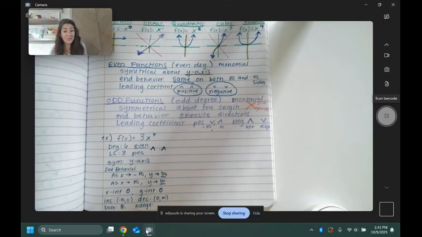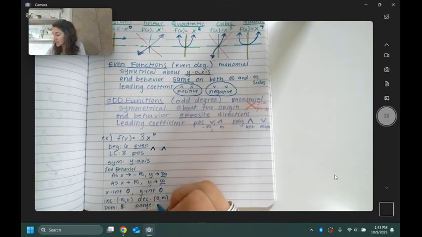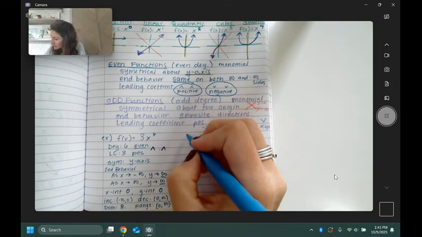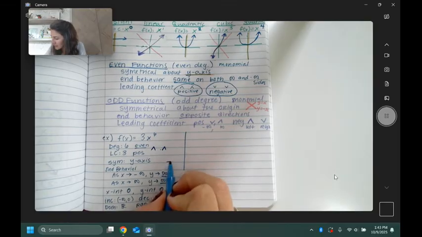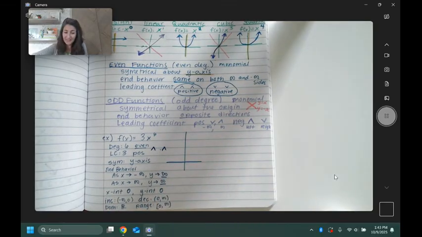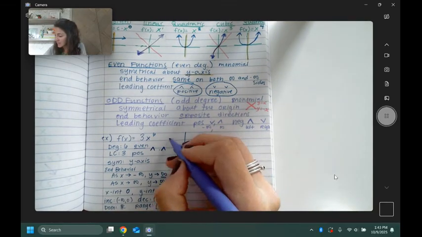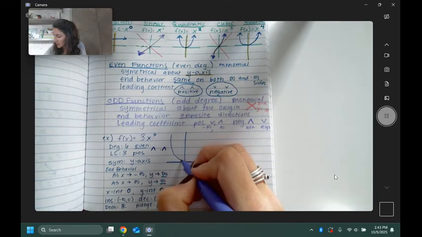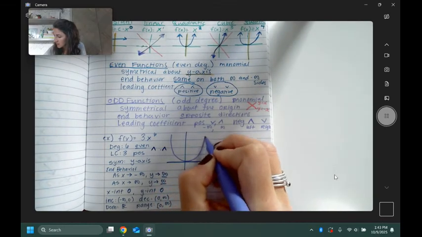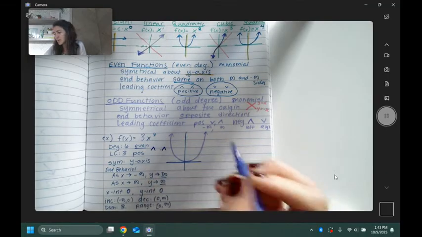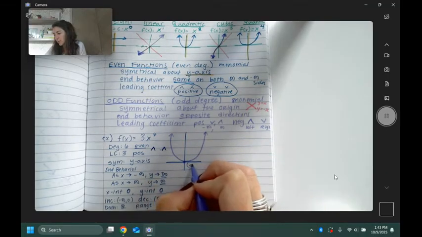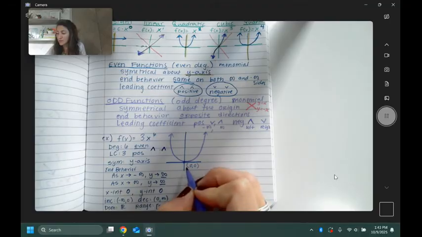But the range for even functions is different. The range is what's the lowest point on the graph. In this case, it's 0. And the highest point on the graph, it will keep going forever. So kind of just a rough sketch of this graph. It's a little bit wide, right, because it's a sixth. But it's going to kind of go like this. This kind of dome.